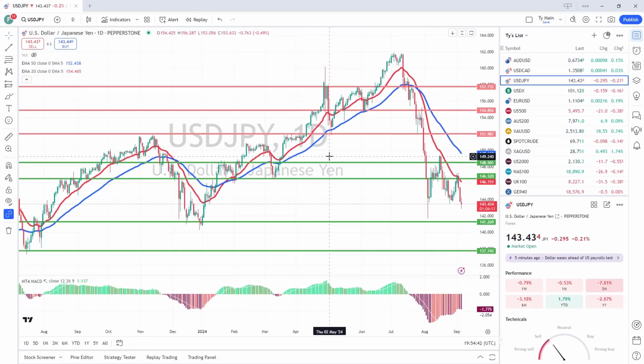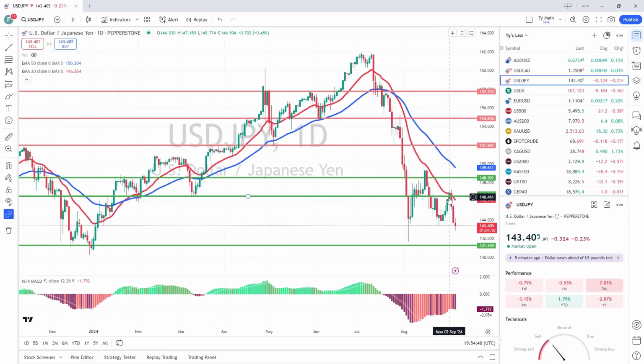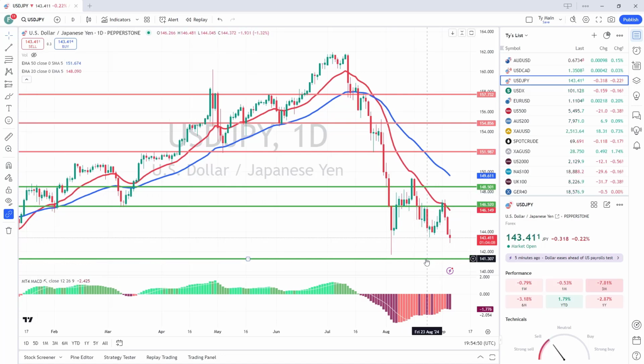It's on the brink of breaking down to a new low. And if it does that, look, it's very, very close now. It's trying to close down lower. Really, in my mind, like I've been saying for quite some time, the 141.20 to 141.30 area is probably the target for this one. It's trying to do that.